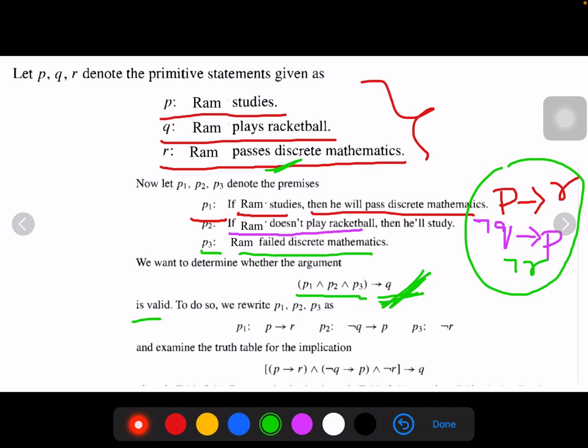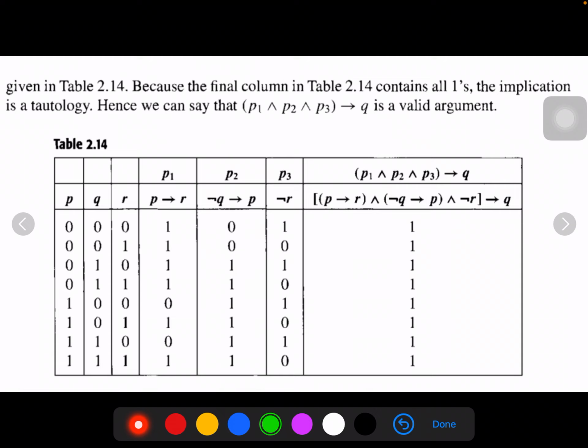So this is my argument. Consider all P1, P2, P3. You have to conclude Q. Q is Ram plays racquetball. So how do you simplify this? By making use of a truth table, you can conclude that it's true. Okay, so it's a valid argument.